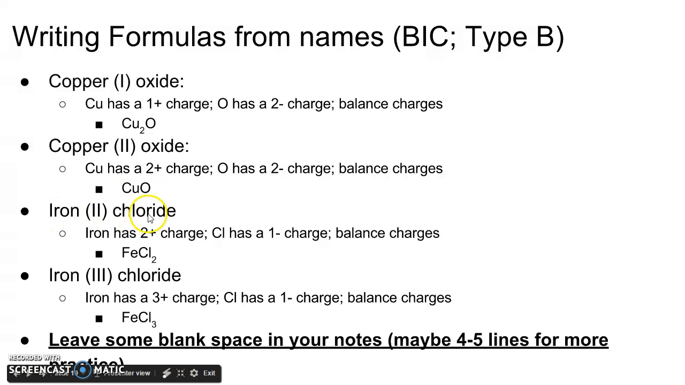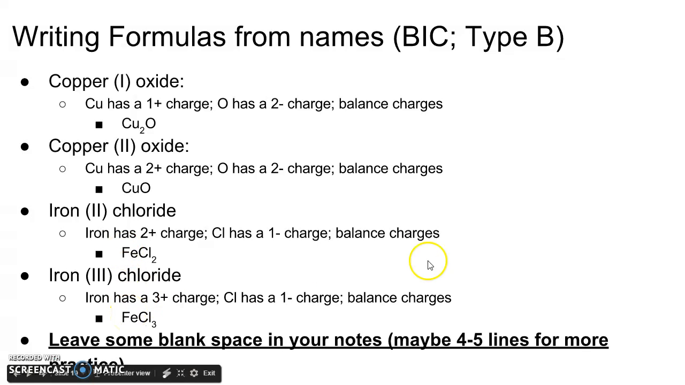These 2 compounds, iron 2 chloride and iron 3 chloride, they're 2 totally different compounds with completely different properties, different boiling points, different melting points, but it just depends on how many valence electrons iron loses and what particular ion it forms. Iron in this particular case is going to have a 2+ charge, so it loses 2. Chlorine always has a 1- charge, so FeCl2 is my formula. You just balance out the charges again. Iron 3 chloride, iron has a 3+ charge, chlorine has a 1- charge, so again, you just balance the charges, FeCl3. So these 2 formulas are different because iron has a different charge.